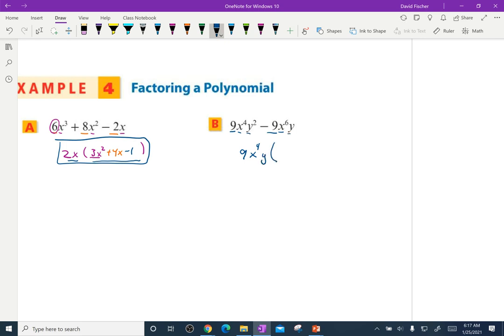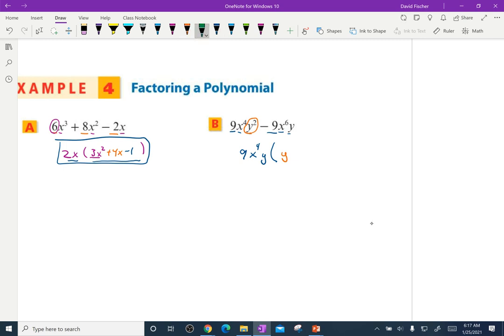Now I need to decide what am I going to multiply to get back to it. So 9 times 1 is 9. I'm not going to put a 1 there. X to the fourth, I don't need any more x's, but look at my y's. I need another y, don't I? Because y times y would give me back to my y to the second. Okay, so my first term in my binomial over here is going to be that.